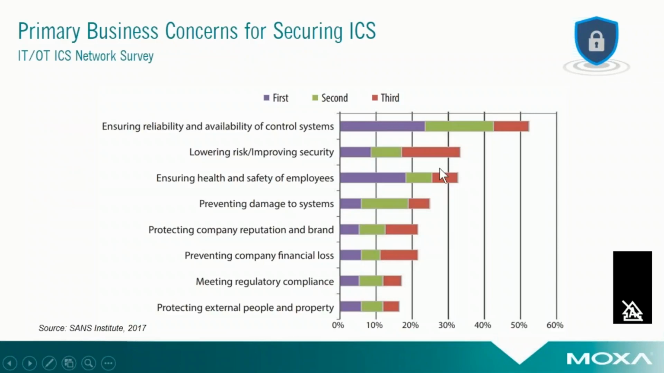So when looking at the top business concerns for securing industrial control systems, ensuring reliability and availability remains the number one concern, followed by ensuring health and safety of employees. But the thing to note is that improving security has risen into the top 3 from 8th place just a few years ago.